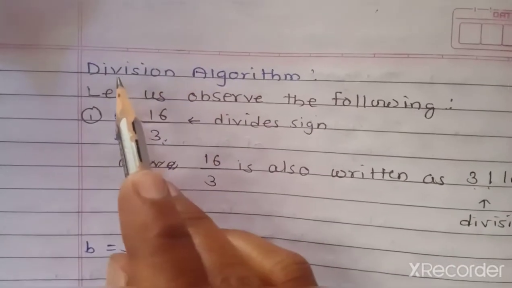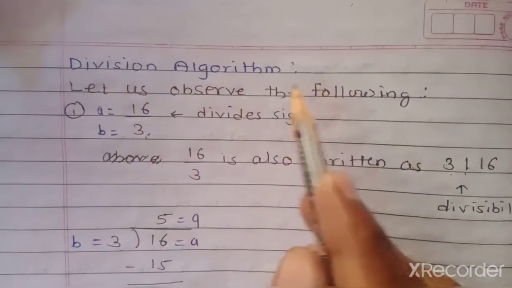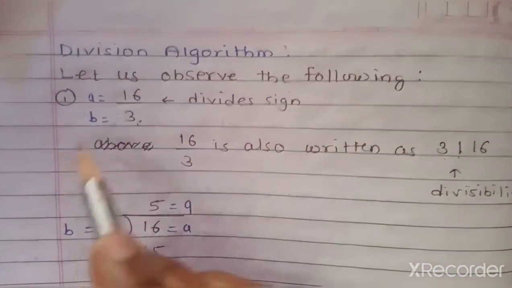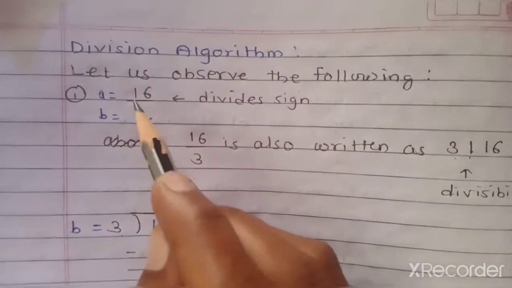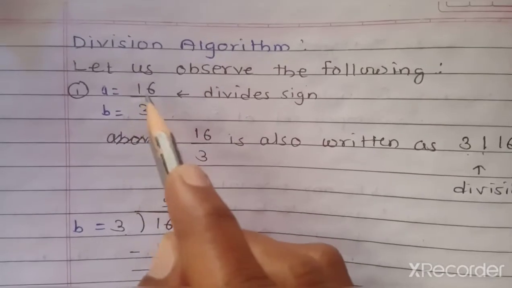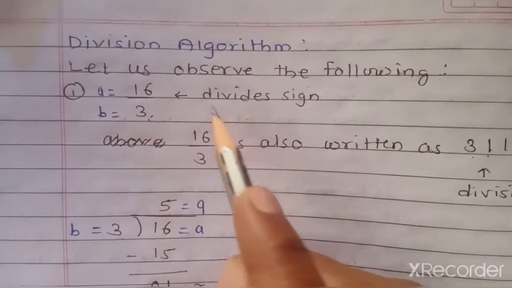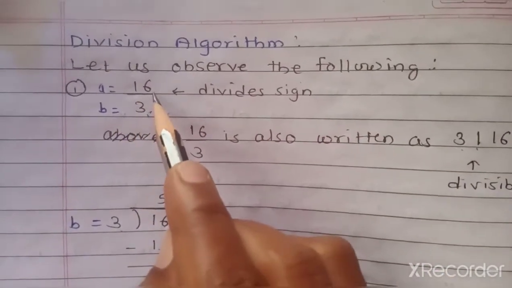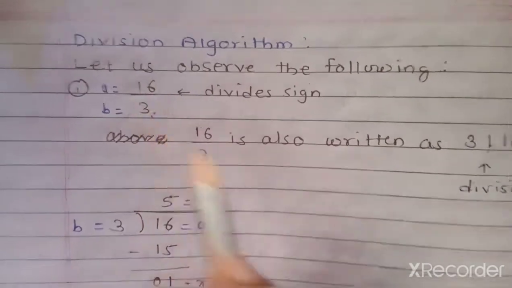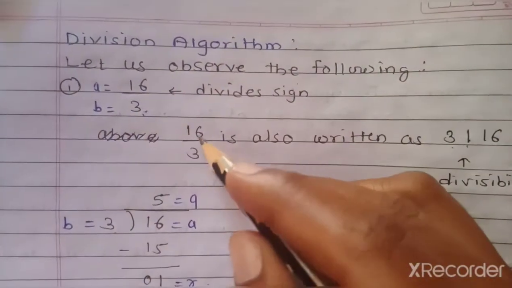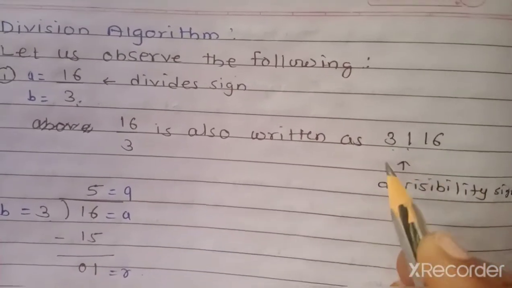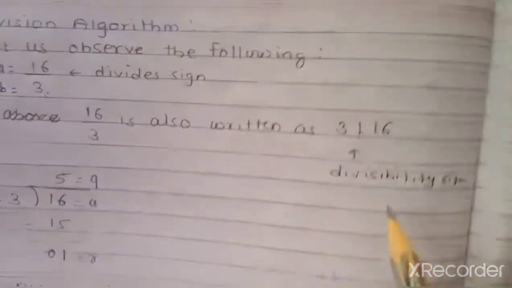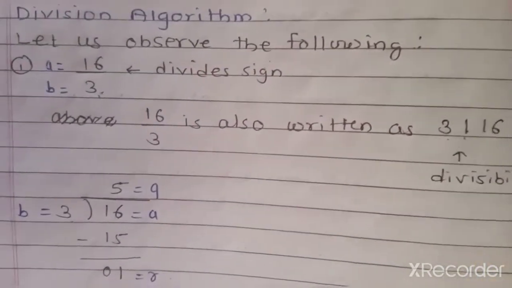So let's take a simple example of the division algorithm. Observe the following. We take 16 divided by 3. Generally we write the notation in this way when we do the division: this sign is for divides, and 16 divided by 3 is also written as 3 into 16. Mostly this sign refers to divisibility.